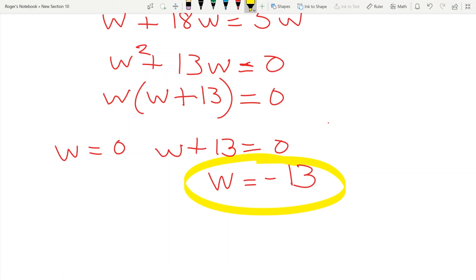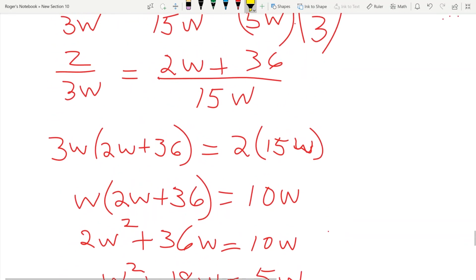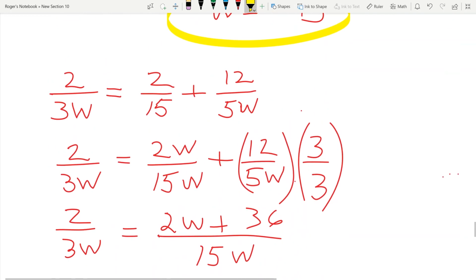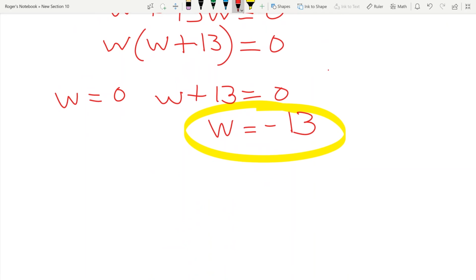What about this w equals 0? Well, if you come up here and you look, w cannot be equal to 0 because it would be division by 0, way back in the original problem. This would be 2 divided by 0 equals 2 over 15 plus 12 over 0. No, w equals 0 is not allowed. That is not a permissible number. So we cross this one out. We say no, w cannot be equal to 0. So we have w equals negative 13.